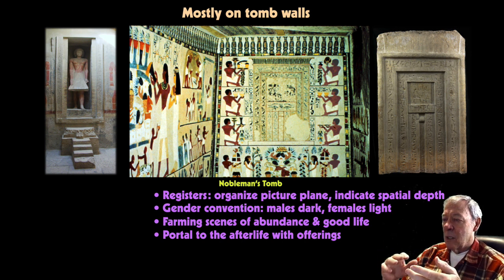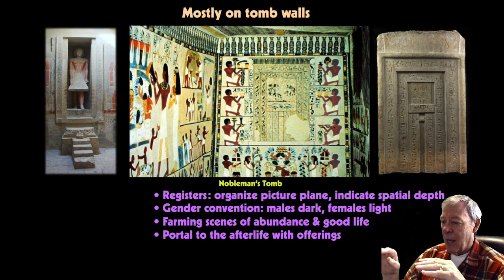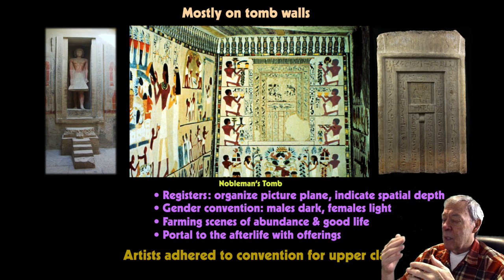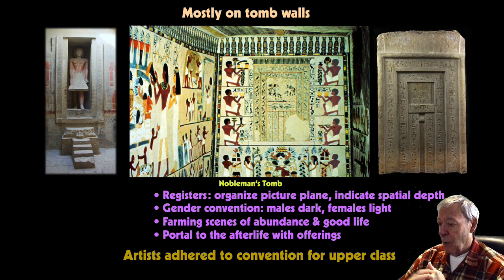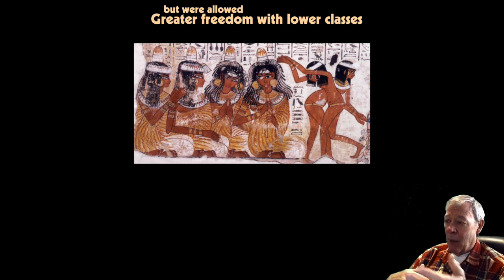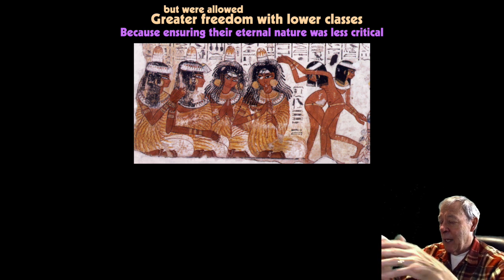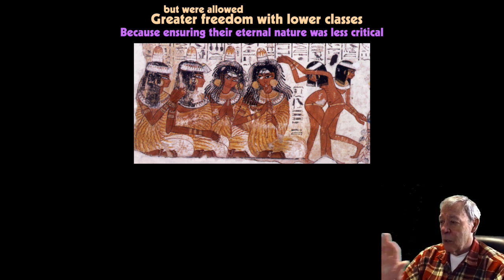Now, in terms of subject matter, when an artist was painting the upper class or royalty, the upper strata of society, they were pretty much required to stick to convention, the conventions that we've been taking a look at so far. But they were allowed greater freedom when working with the lower class, or when creating images of the lower class, as we see here. And perhaps the rationale for that is their eternal nature was less critical, so you didn't have to conform to the conventions and the restrictions and the canon quite so much.